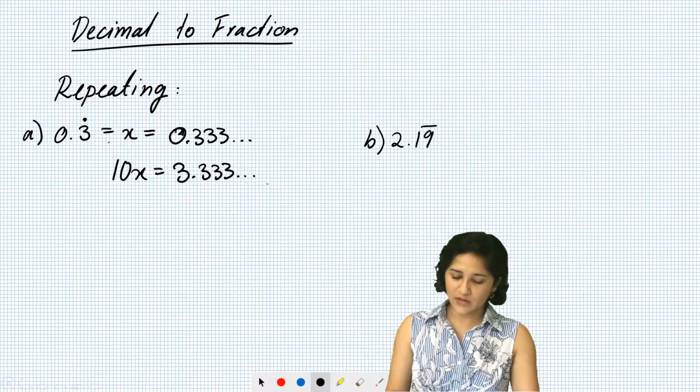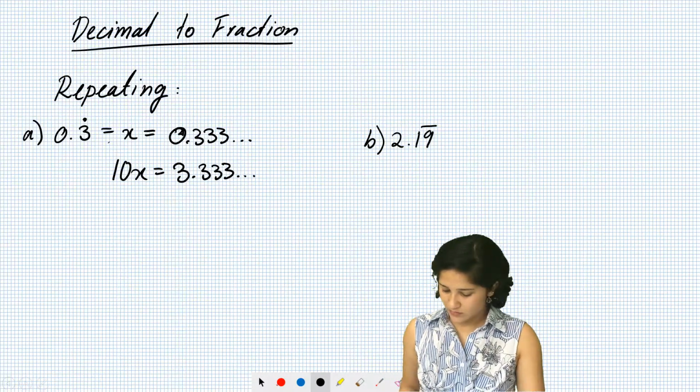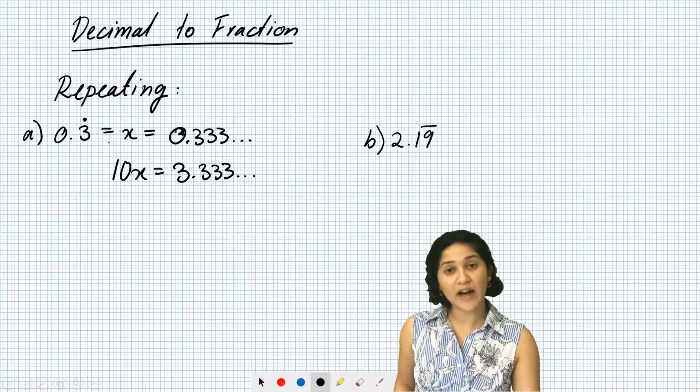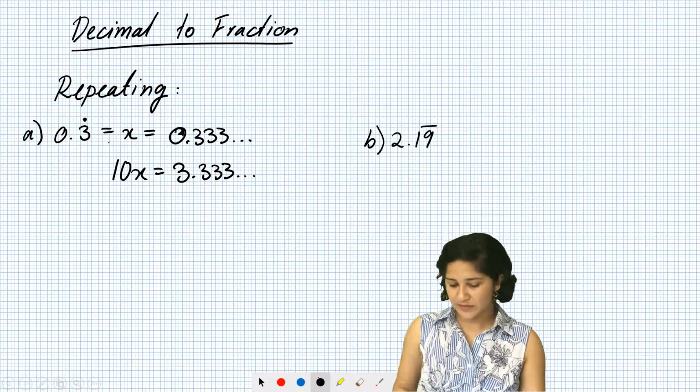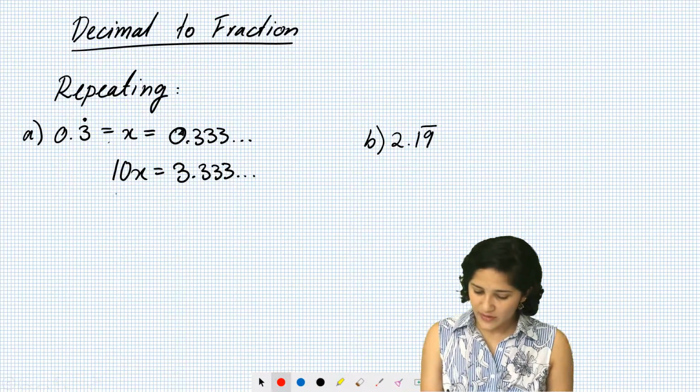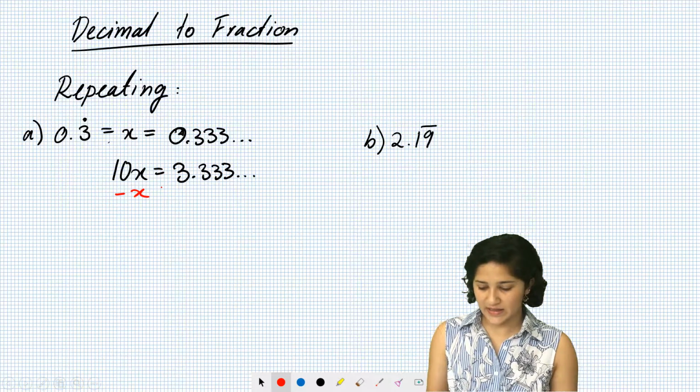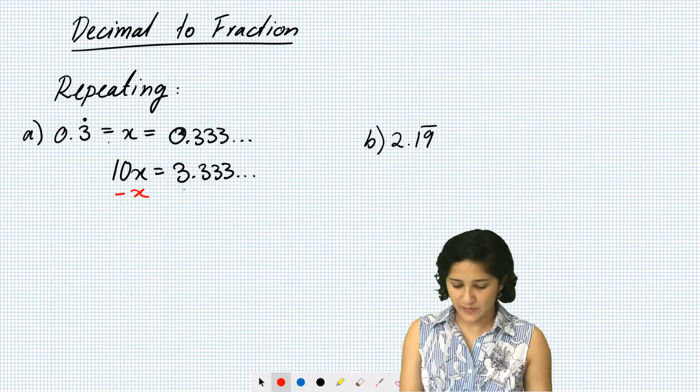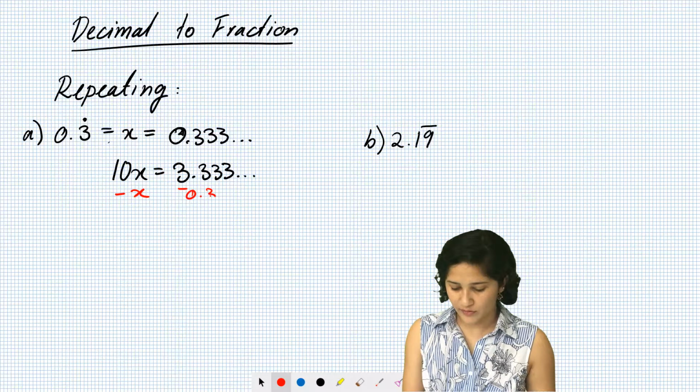So what I can do then is say, what if I subtract x from both sides? From this side, I'm subtracting x, and from this side, I'm subtracting 0.333.